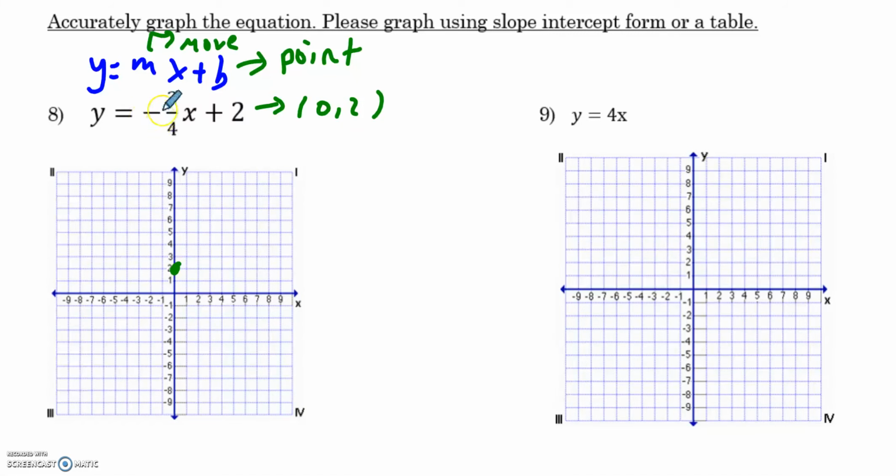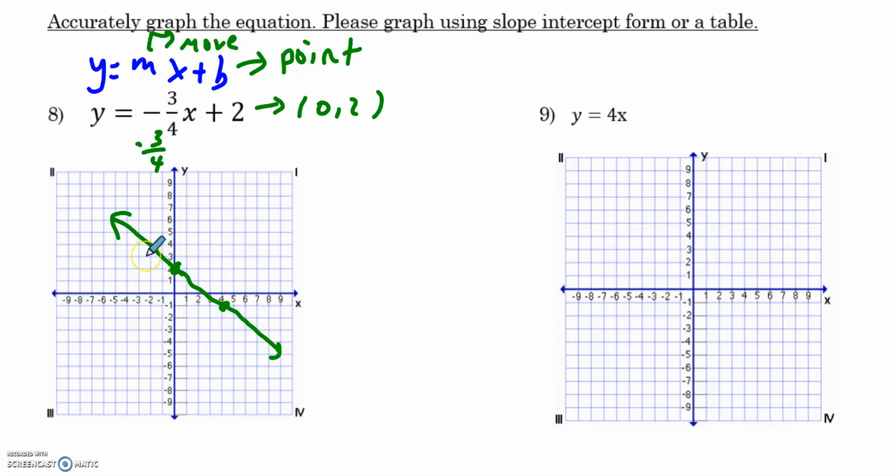Now remember, we've said that this negative can go on either the 3 or the 4. My general preference is to put the negative on top. So from this point, 2, this means that I'm going down 1, 2, 3 units, and then the 4 is positive, so right 1, 2, 3, 4. So I'm thinking using slope-intercept form that my line looks something like this. Not the straightest line I've ever made, but it'll do.